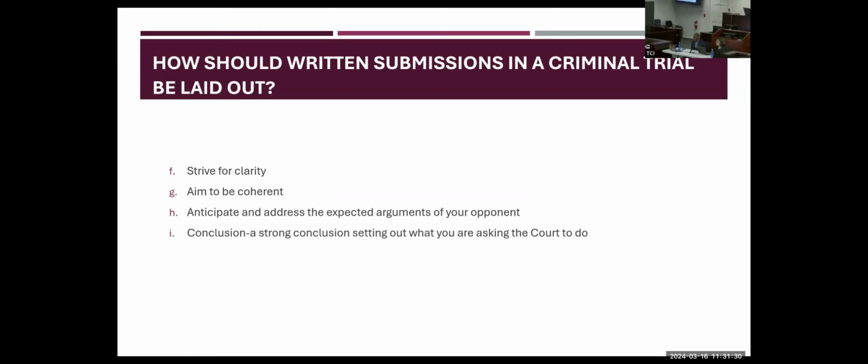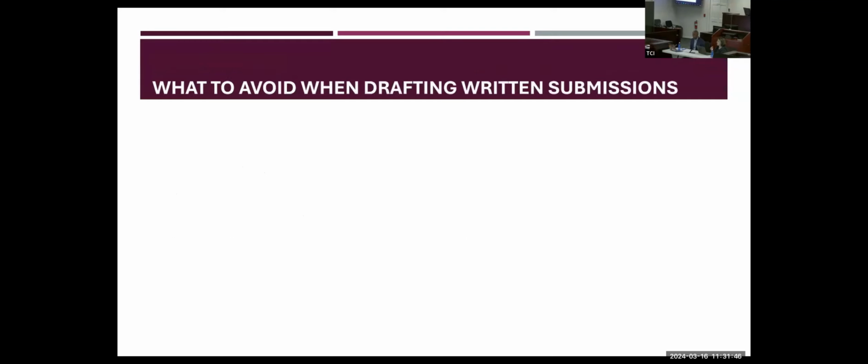And then at the end, in your conclusion, you reiterate in as strong a fashion as possible, whilst still being polite, what it is that you're asking the court to do, so that the judge is clear. And you end your written submissions, as with skeleton arguments, with your name and the date, so the judge knows who the submissions are from.